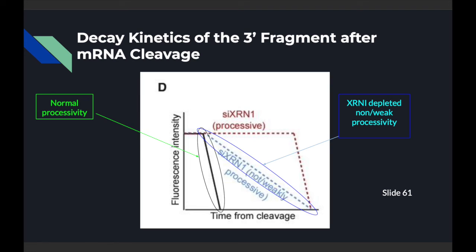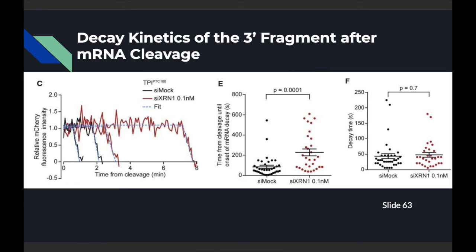Figure D is a mock-up of what the processivity would look like under normal circumstances. The black line represents what normal processivity under normal conditions should look like. The blue and red lines are under reduced XRN1 levels, where the blue line has a shallower slope because of its increased rate, and the red one does not begin decay until much later.